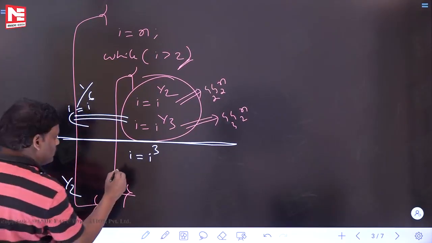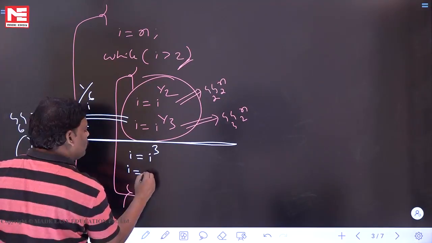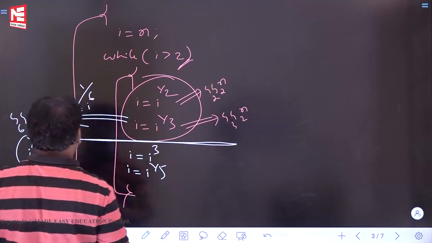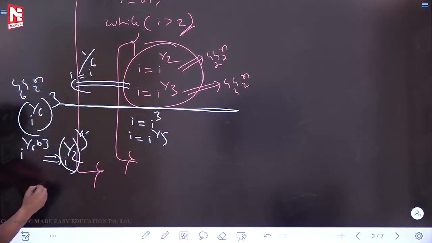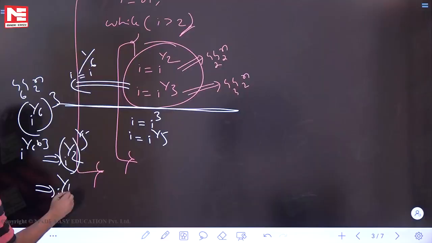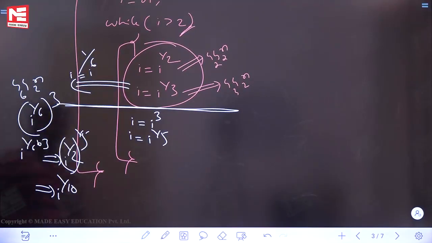Next one, let's see this one. I is equal to I power 1 by 5. So what is the meaning of this one? Whole power 1 by 5 will go to I power 1 by 10. Next one, until now this is the story. Now let's see this one.